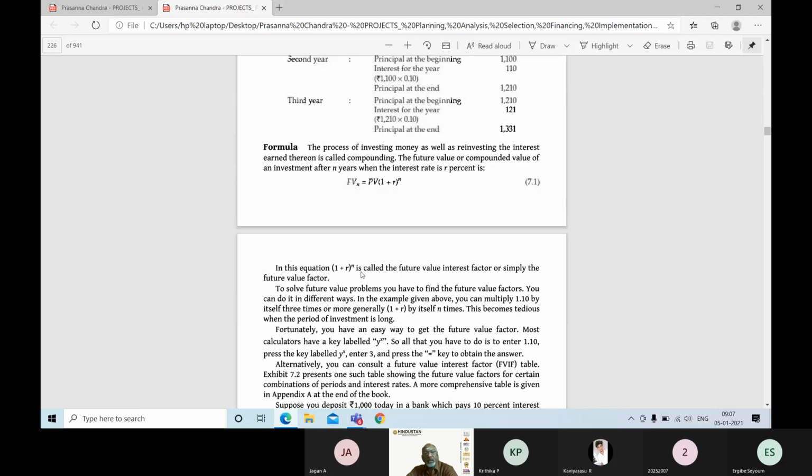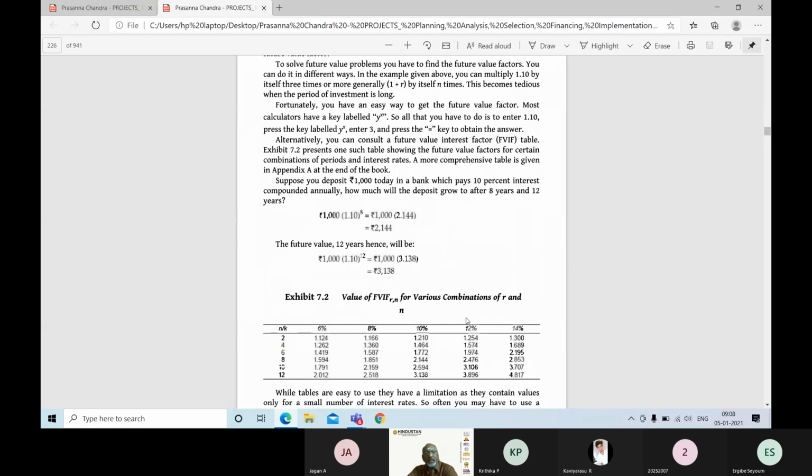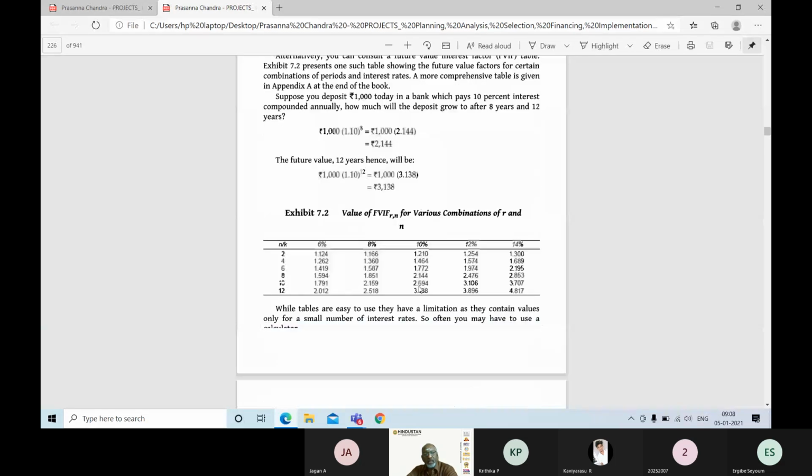This formula is called the future value interest factor, and you multiply with this to calculate the total amount. Like that, 1000 into 1.1 whole power 8 is equal to 1000 into 2.1436. It comes to about 2144. You can directly refer to the table, a ready reckoner that is available, and based on that you calculate. And for 12 years, what is the amount, like that.